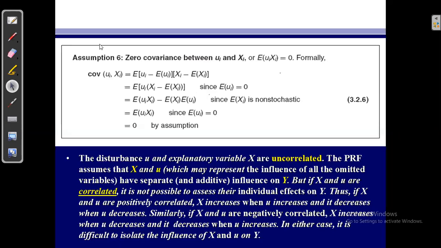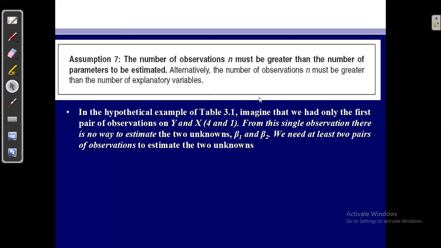Assumptions up to assumption number 6 are a little bit technical, but beyond that, the assumptions are comparatively straightforward. For example, assumption number 7 says that the number of observations, which means the sample size you are using for your data on those variables, n, must be greater than the number of parameters to be estimated. Or alternatively, the number of observations n must be greater than the number of explanatory variables in your model. So this assumption is simply saying that the sample size should be greater than the number of parameters to be estimated.